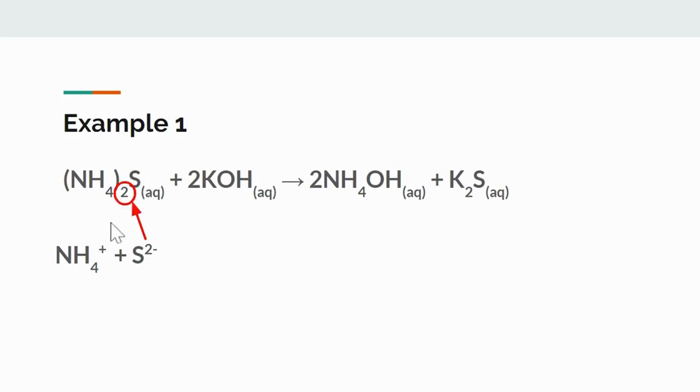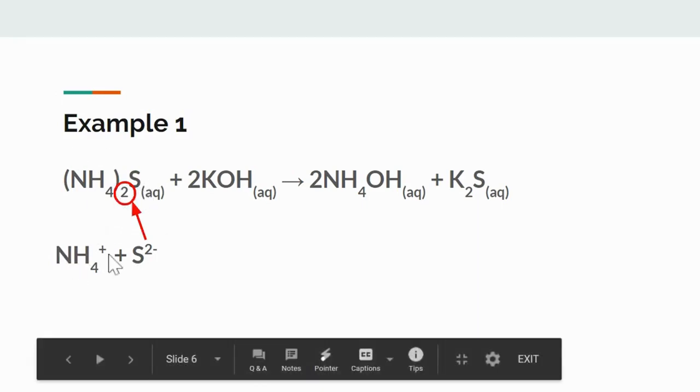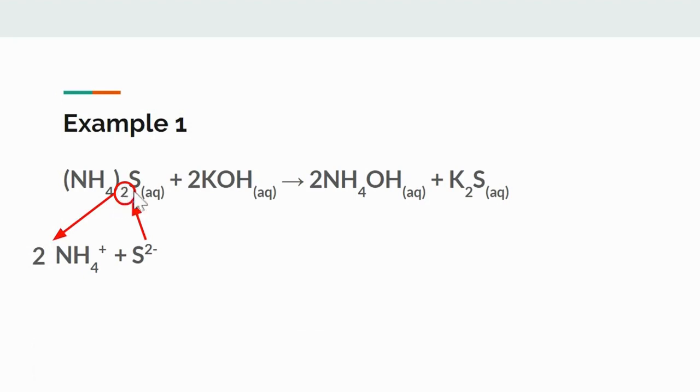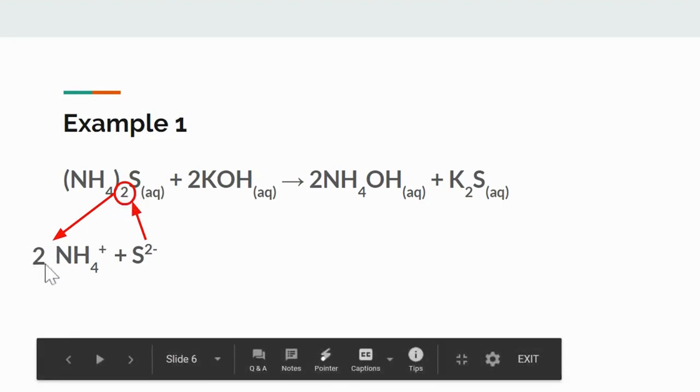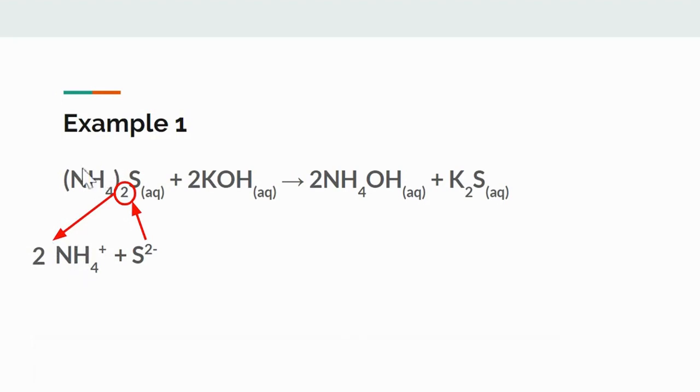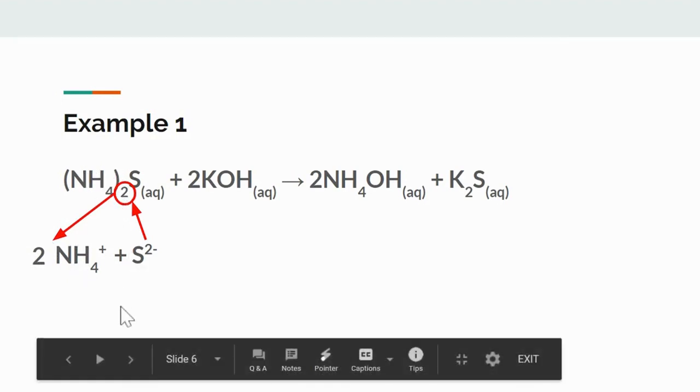And so when I write my complete ionic equation, I have to also balance these ions. So if there's a 2 subscript here, because of swap and drop, I have to put a 2 coefficient on that ammonium to show that I have 2 ammoniums. The charge of ammonium ion is +1, so the subscript on this sulfide was a 1, which means I only need to represent 1 sulfide ion.